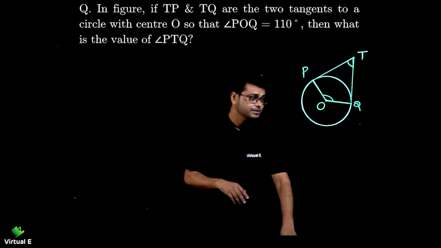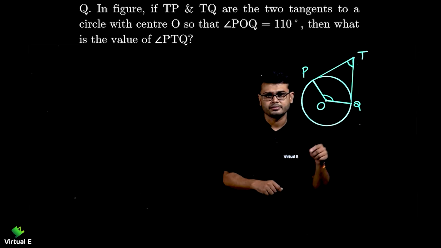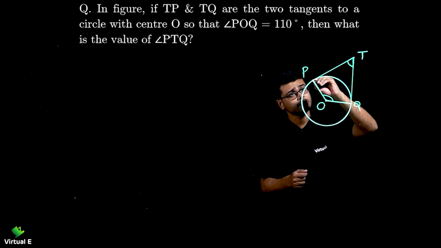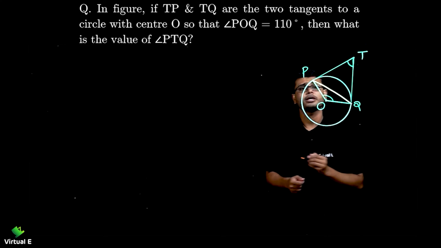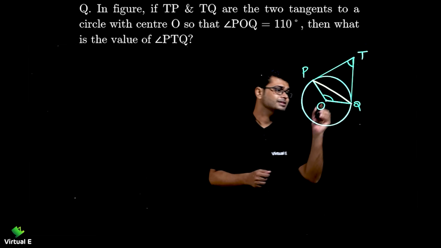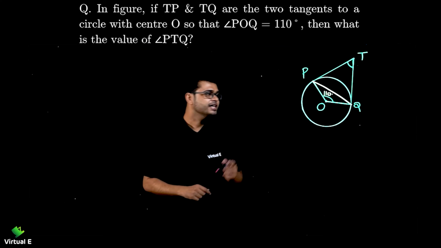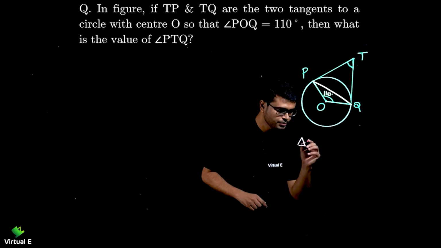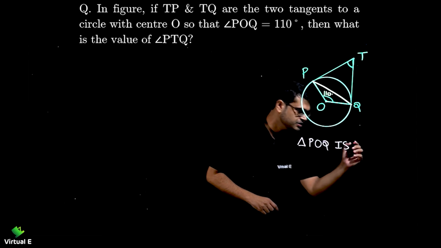Before I start, I want to join PQ over here. I'll tell you the reason behind that. PQ, let's join. Done, and let's label here 110 degrees. So the first thing I'm going to write over here is that triangle POQ is isosceles.